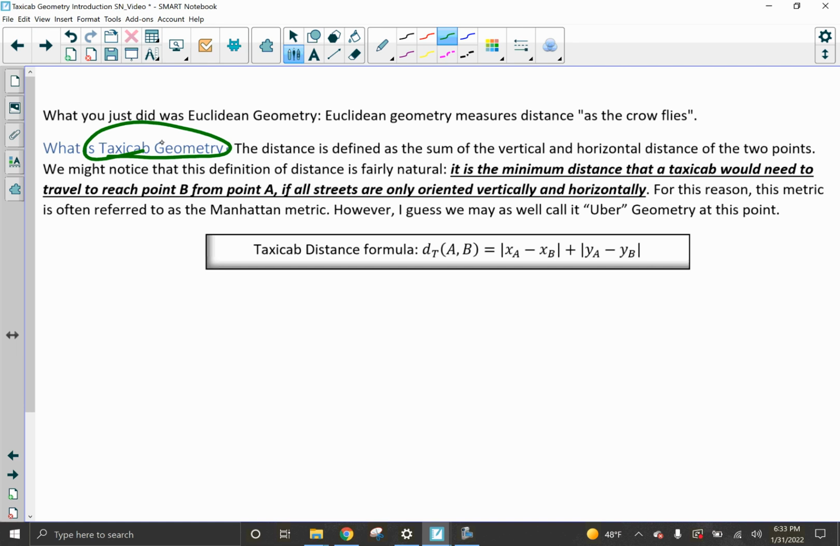The Manhattan metric. Ooh, Lord. However, I guess we might call it the Uber geometry at this point, right? Or Lyft.